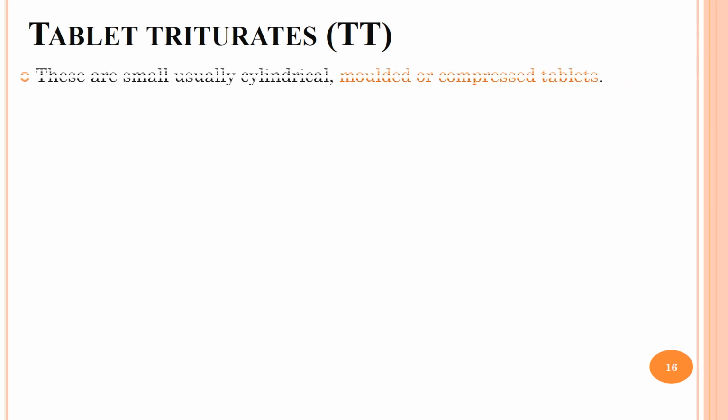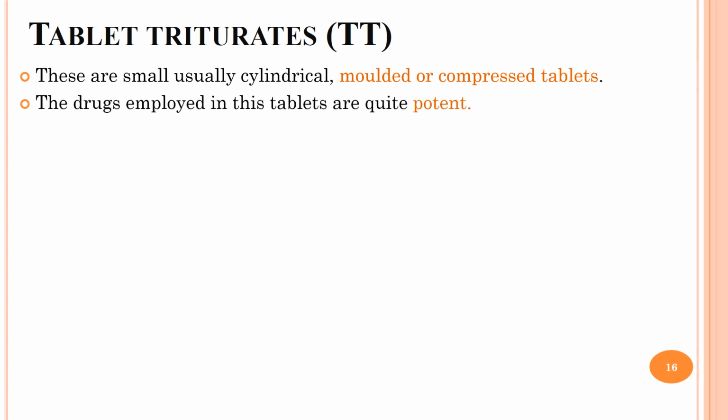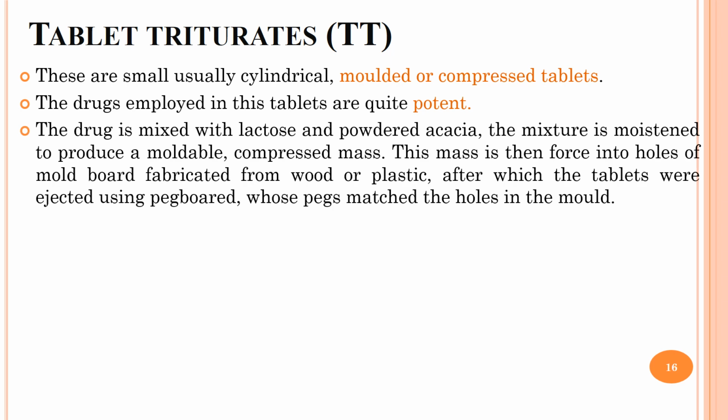The last subclass of this classification is the tablet triturates. These are small, usually cylindrical, molded or compressed tablets. The drugs employed in these tablets are quite potent. The drug is mixed with lactose and powdered acacia. The mixture is moistened to produce a moldable compressed mass.